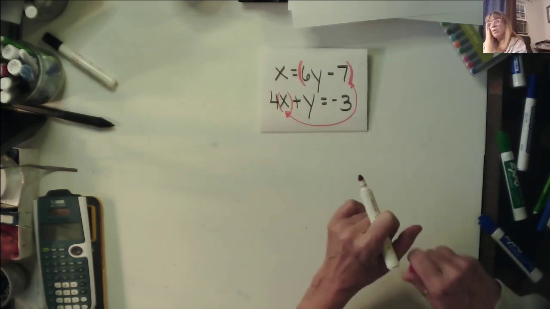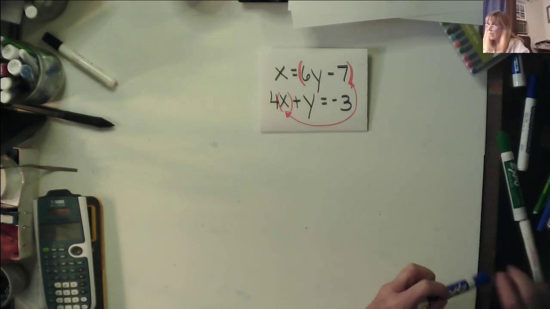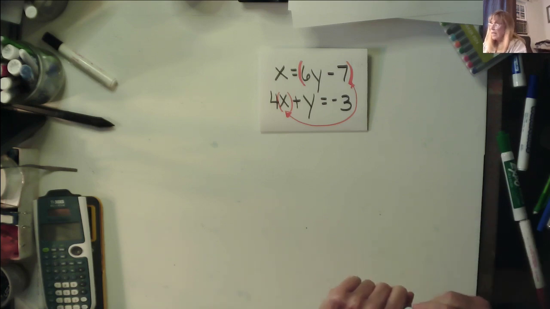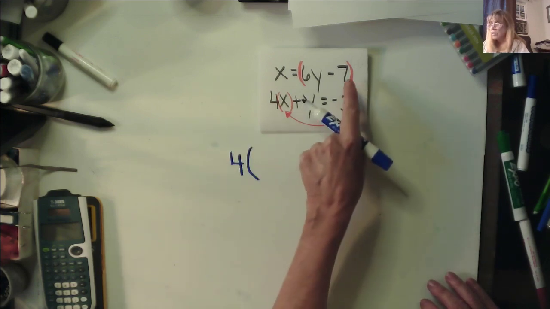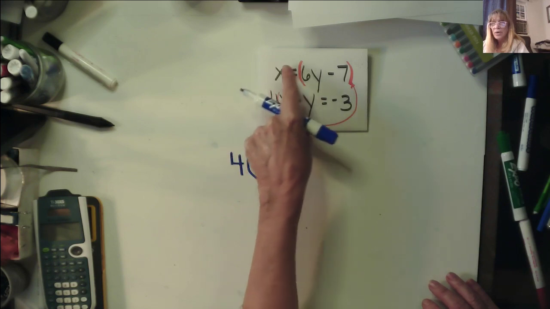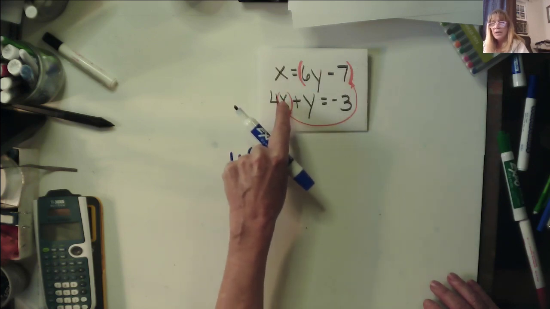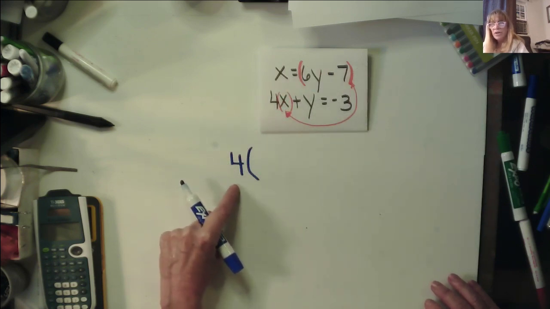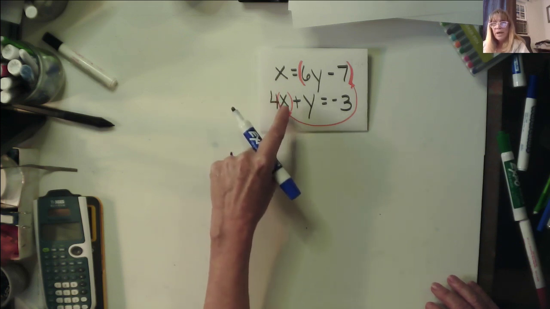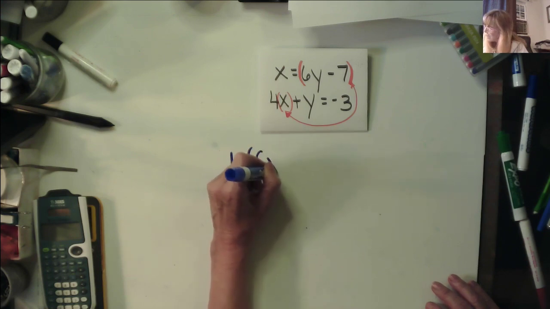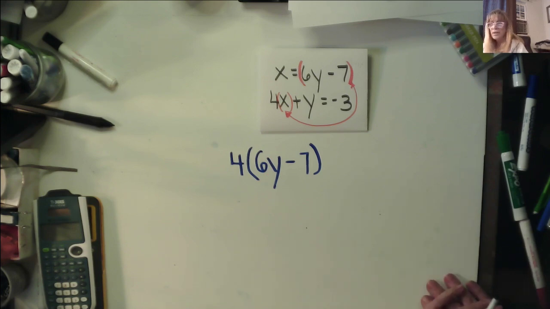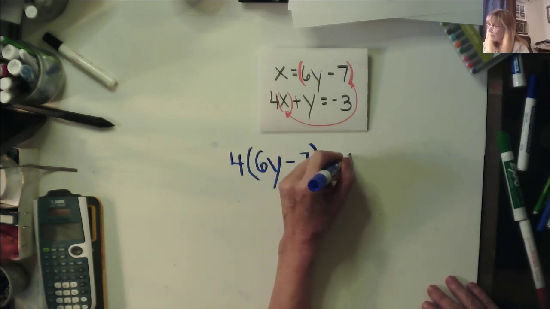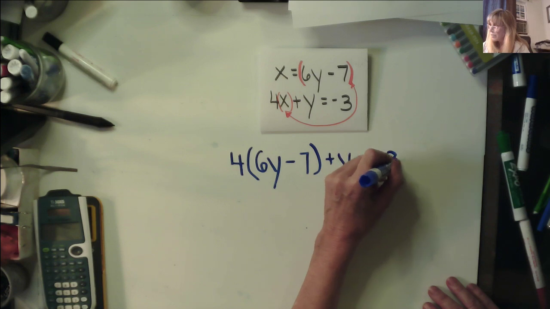I, though, am going to keep going and I'm going to solve it. So I'm going to rename this 4 times x. Notice that my arrow is pointing down here, so I'm taking this and putting it in here. I'm going to rewrite the 4 because I'm not doing anything to it. But I'm no longer going to put x. I'm going to put its new name, 6y minus 7, close the parenthesis, plus y equals -3.